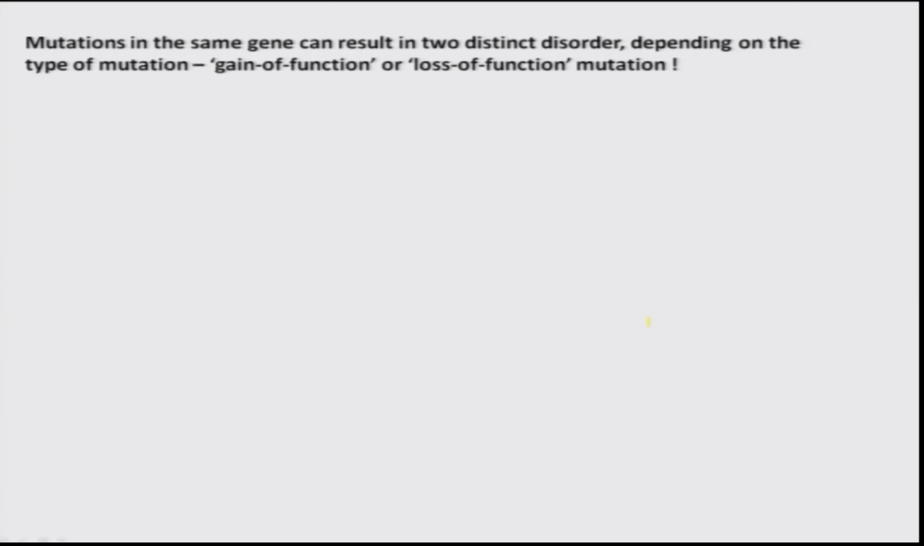That is the two examples that we discussed about gain of function, how a mutation can offer a novel function to the gene product, which is not good. It is not good for the organism, not good for the cell. As a result, you have the disease, right.